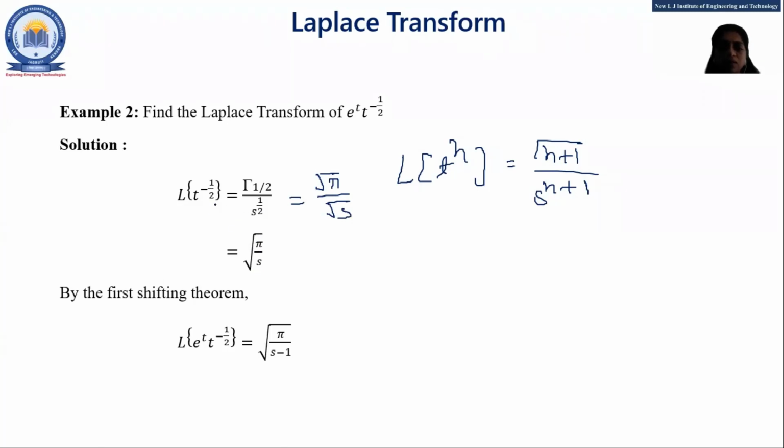But our main question is Laplace of e raised to t into t raised to minus 1/2. The multiple of t in the exponential term is 1, that is positive. So we replace our s by s minus 1, and this is our final answer. Okay.